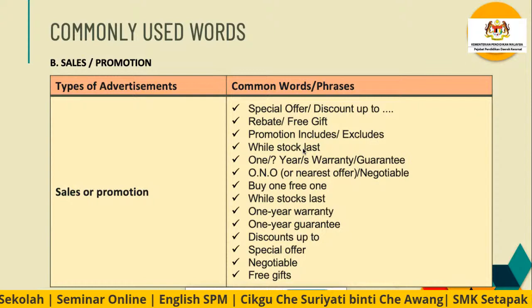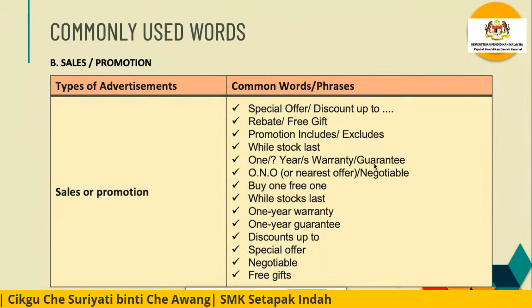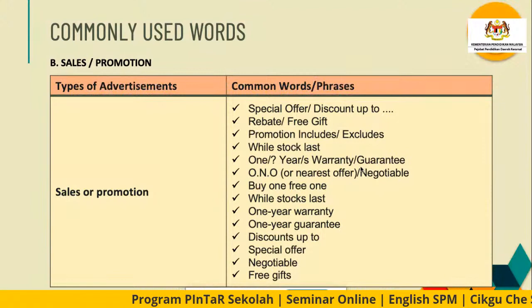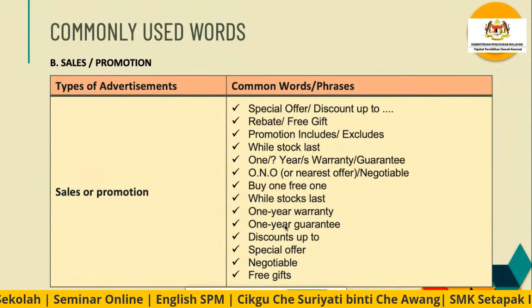One year warranty, guarantee. ONO, ni pun kadang-kadang jarang jumpa tapi ada. Or nearest offer, ataupun tawaran yang paling hampir. Negotiable, boleh dirunding. Buy one, free one. While stocks last lagi. And so on. So semua ni berkaitan dengan sales or promotion.